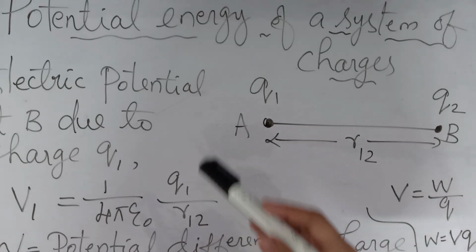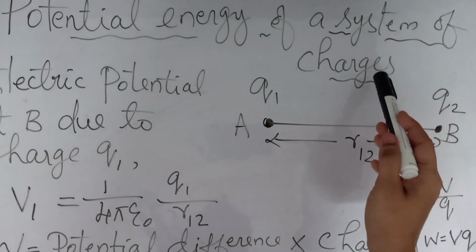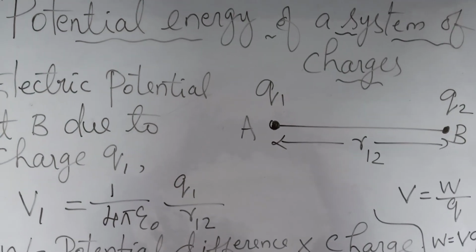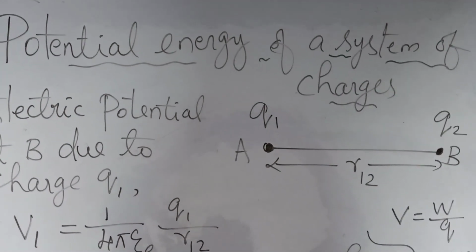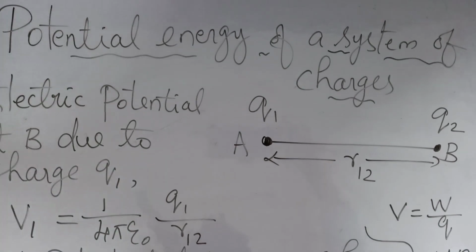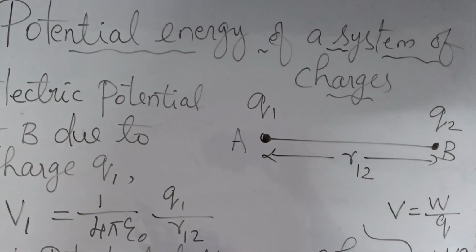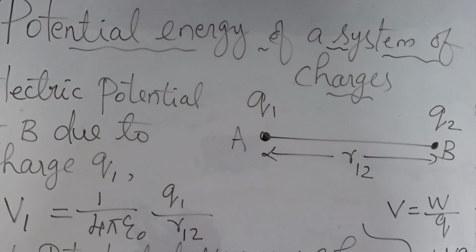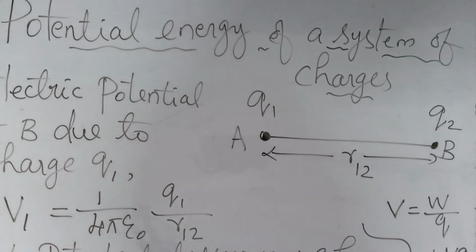Clear? Now we have potential energy of a system of charges. So what is potential energy? Potential energy we have already studied, right? Energy means here we have to calculate the work done, right? Whenever we want to calculate energy, energy is actually the capacity for doing work, right? So we have to calculate the work done. And in the case of potential energy of a system of charges, here potential energy is the total amount of work done to bring the charges from infinity to their present positions.